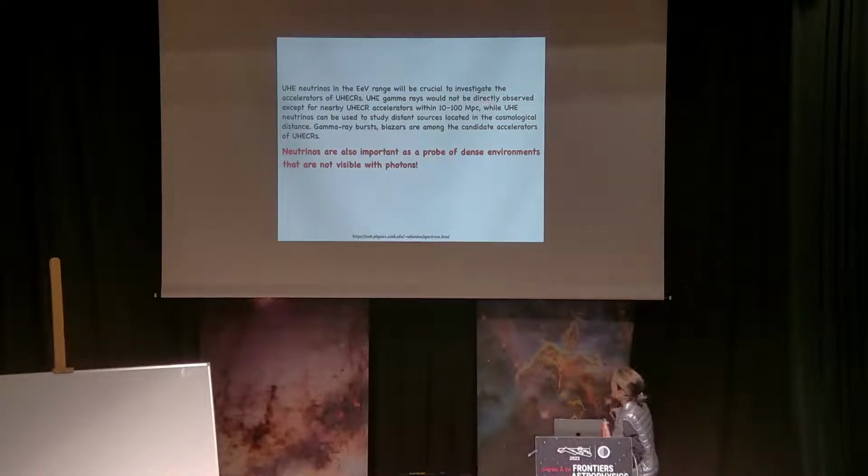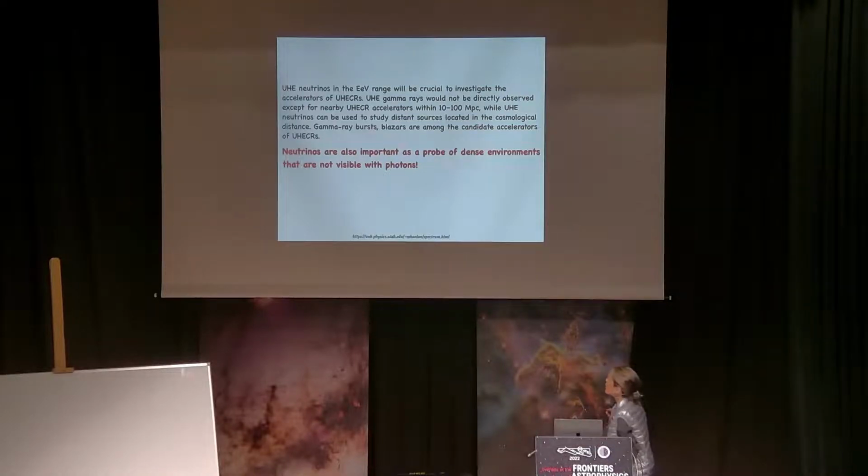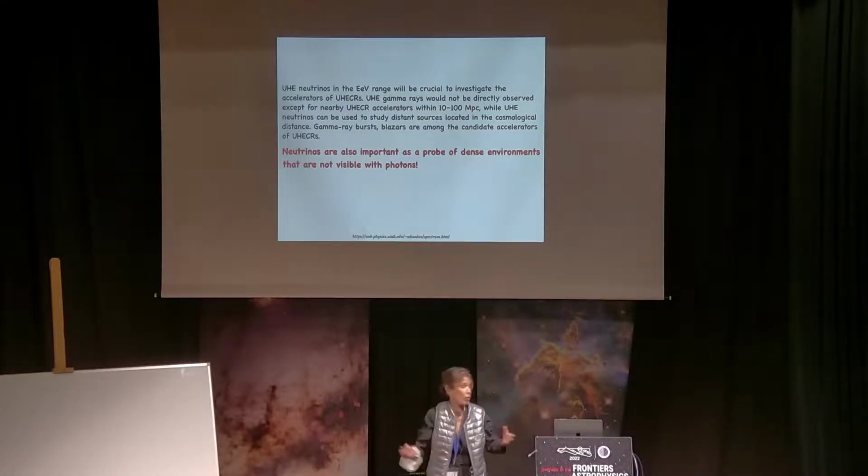And ultra-high energy gamma rays cannot be observed except for things that are very close. Ultra-high energy neutrinos instead can be observed because neutrinos interact very weakly. That's why neutrinos are very important, because they basically don't interact. Gamma ray bursts, blazars, and others are among the candidate accelerators of ultra-high energy neutrinos. Neutrinos can also be produced in very dense environments where photons get absorbed and neutrinos can go out.